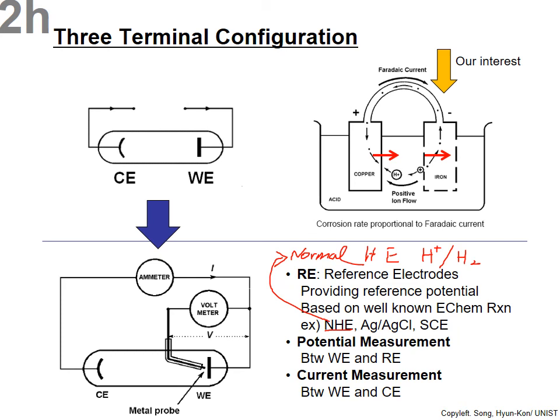The second thing, silver chloride reference electrode. Silver is oxidized into Ag+, and then this ion is combined with chloride and then precipitates. So that is the silver chloride. So silver is oxidized into silver chloride, or silver chloride is reduced into silver.